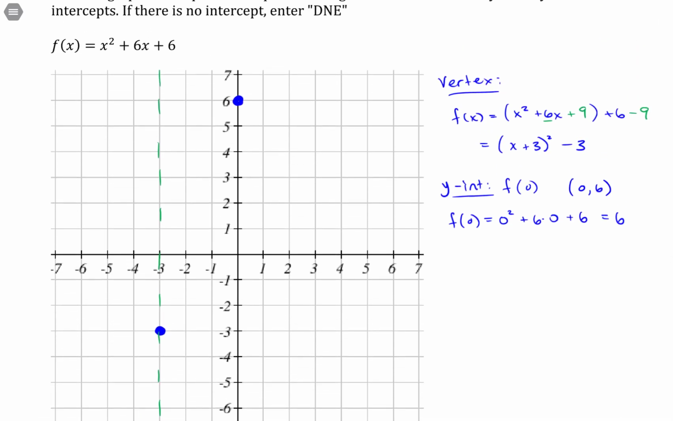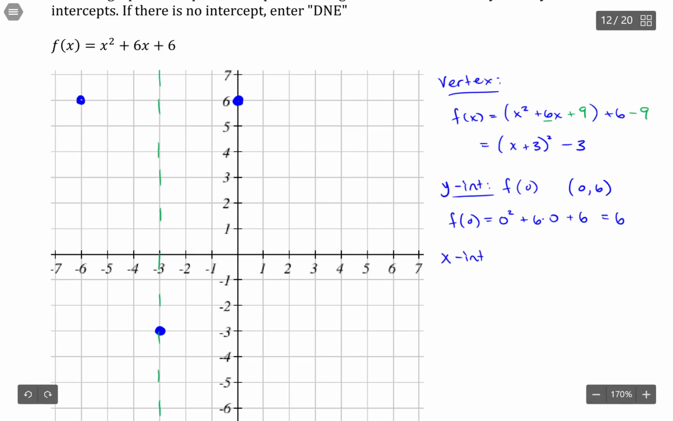Now, here's where the axis of symmetry can come in. Since we know the axis of symmetry tells us that everything on one side of the parabola is a mirror image of the other side, this point right here has a mirror point 3 units on the other side of the axis of symmetry. So there's another point that exists.